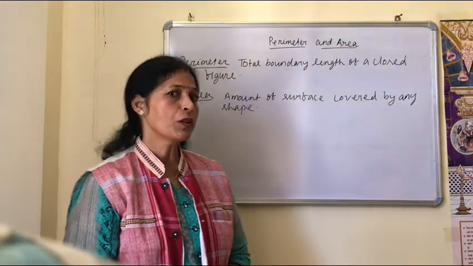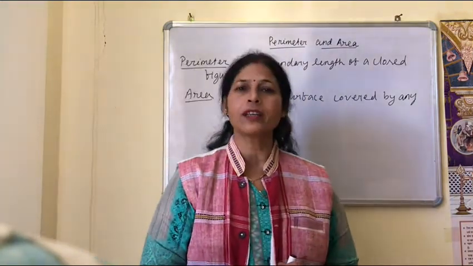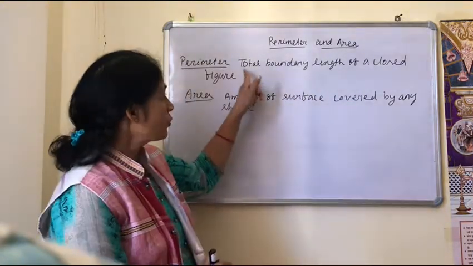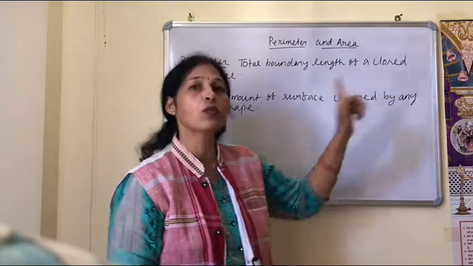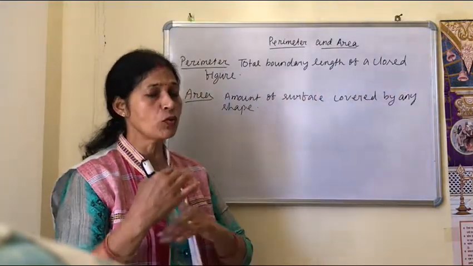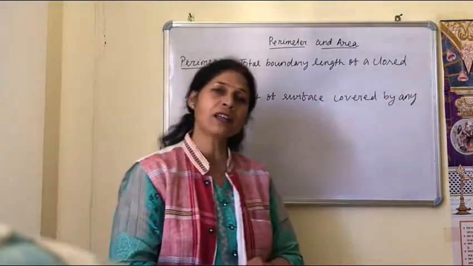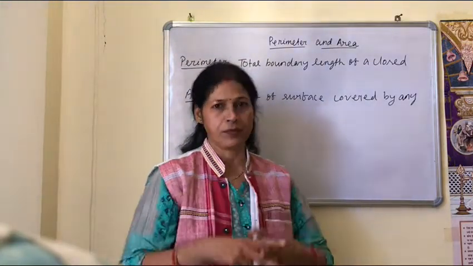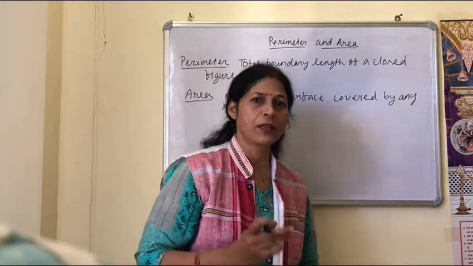Okay, so what is perimeter and what is area? What is perimeter? Perimeter is the total boundary length of a closed figure. It may be a triangle, a quadrilateral, a pentagon, any shape. Okay, so this is your perimeter.